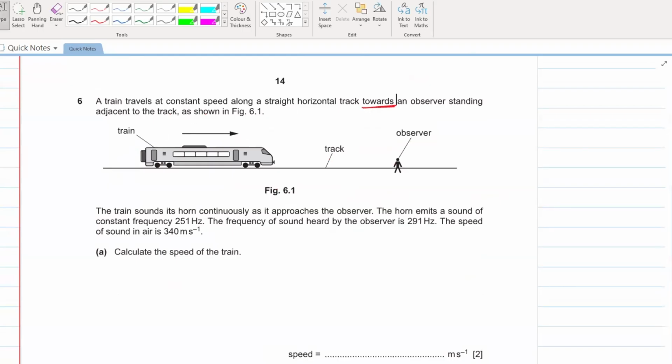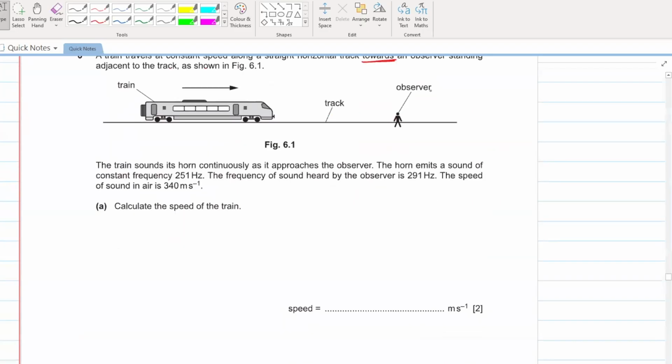Standing adjacent to the track as shown. Perfect. And this is a train traveling towards an observer. The train sounds its horn continuously as it approaches the observer. The horn emits a sound of 251 hertz.